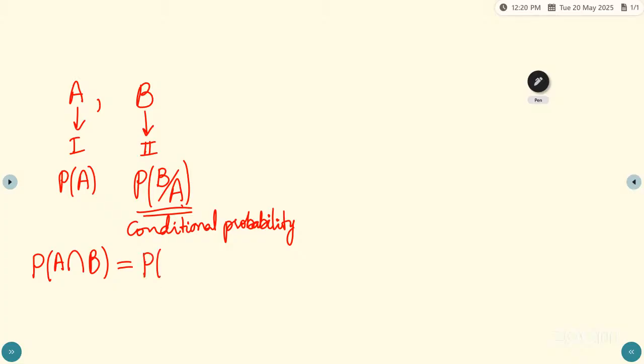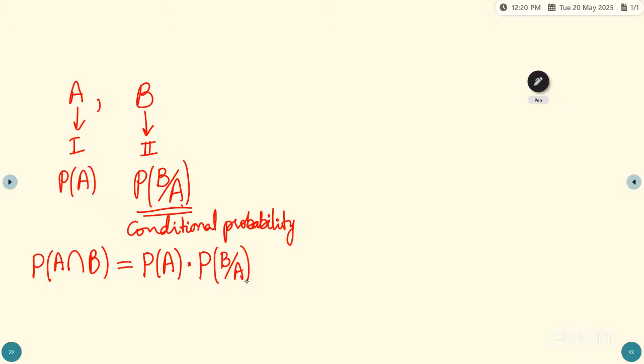P of A, and intersection means multiplication. P of B given A, don't say B by A. You need to get A first as a result of the first trial. After A happens, B is going to occur as a result of the second trial. That is with probability P of B given A.